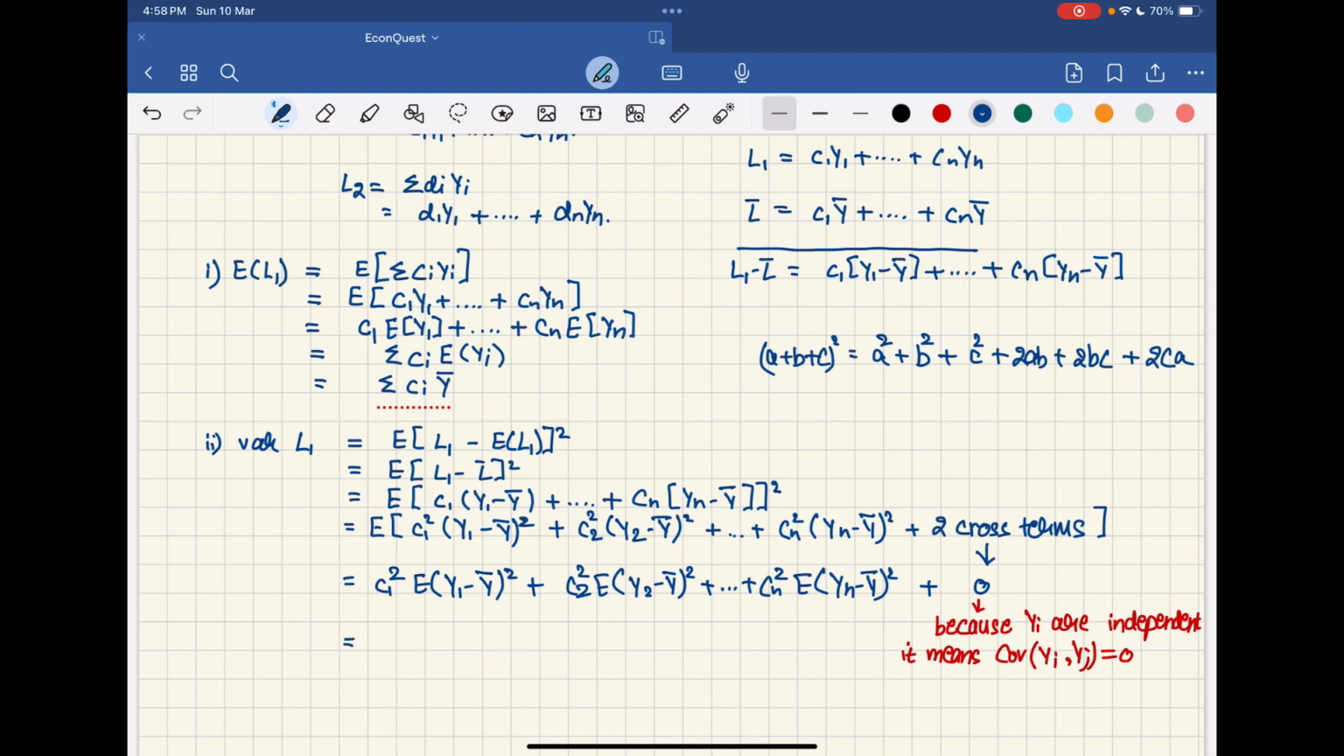Now what is the value of expectation of y1 minus y bar square, right? This term here, it is the variance of y1. This is the variance of y2 and so on, right?